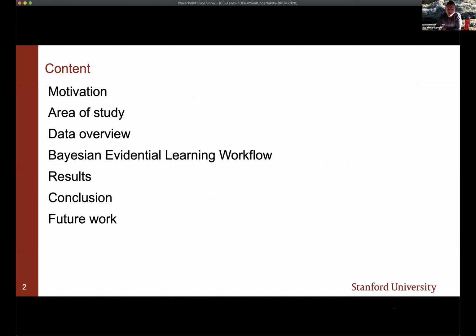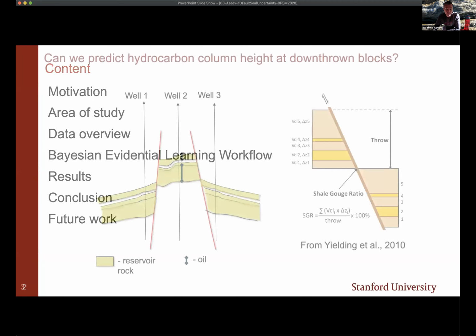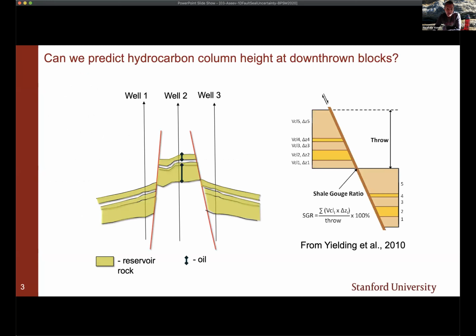I'll start with the motivation and why we think this work is important in understanding of petroleum systems. I'll show you the area of study and the data for such a workflow. Then I'll introduce Bayesian evidential learning workflow to you, which we use for uncertainty reduction, followed by conclusion and possible continuation of this work.